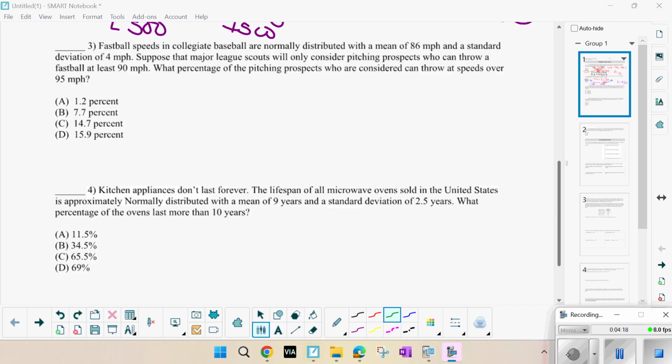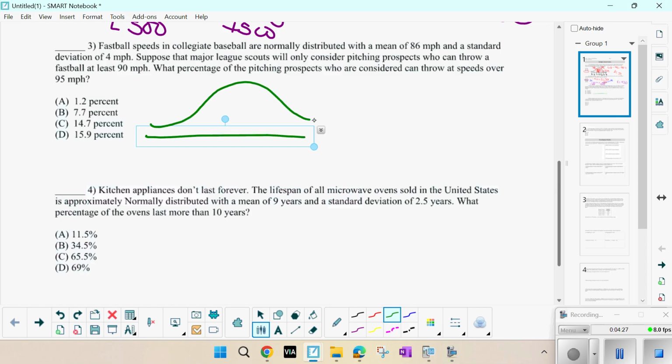Okay, on this one, we're going to go ahead and give ourselves a sketch here. Now this one is a little bit harder to think about, so we're going to have to talk about this one. So we know the mean is 86, and the standard deviation is 4. So if I went 1 to the right, I'm at 90. If I went another 1 to the right, I'm at 94. And if I went another 1 to the right, I'm at 98.